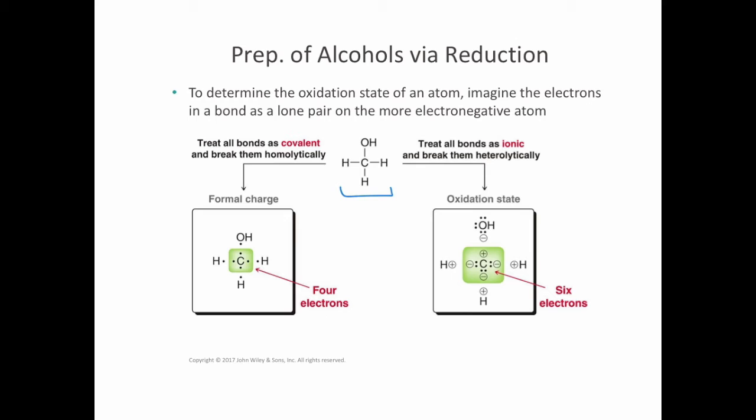So if we do that, carbon is more electronegative than hydrogen, so it would get all of the electrons in the bonds with the hydrogen, but oxygen is more electronegative than carbon, so it would get those 2 electrons.